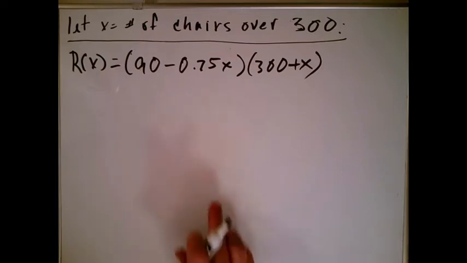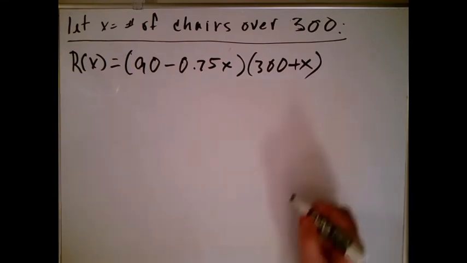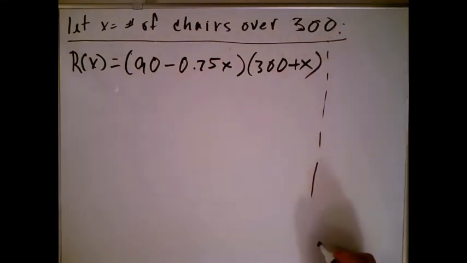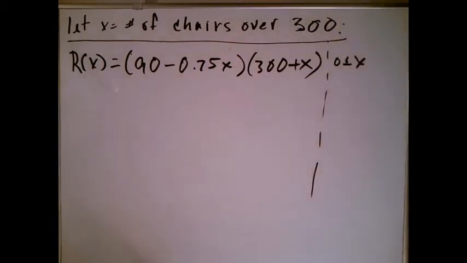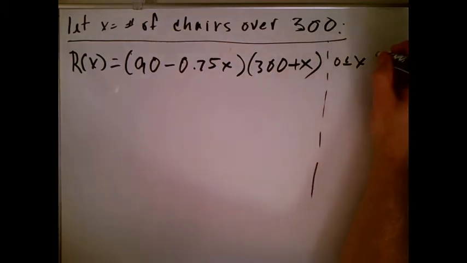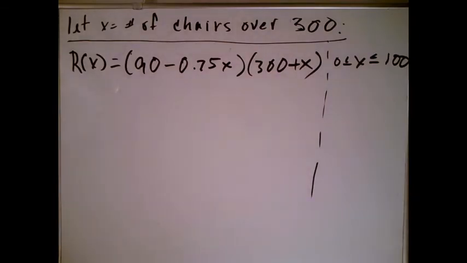Well, we're not worrying at the moment about selling less than 300 chairs. That's a completely understandable part of the problem. We'll try to incorporate that at the very end. But meanwhile, we at least get that 0 is less than or equal to x. Now, they said they're not going to rent more than 400 chairs. Well, that's just going to put a 100 here. And we have a closed interval.